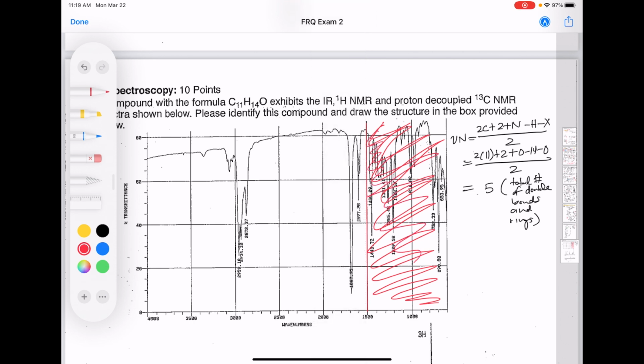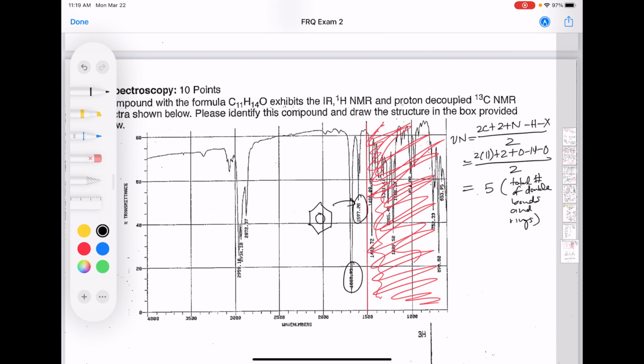And let's just keep our focus on everything past the 1500 wave number. So we see some noticeable peaks, and let's try to figure out what they are. Around 1600, 1597.26, we see a moderate peak, and it turns out that this is for a benzene group. So that matches our previous guess, right? So there definitely has to be a benzene group.